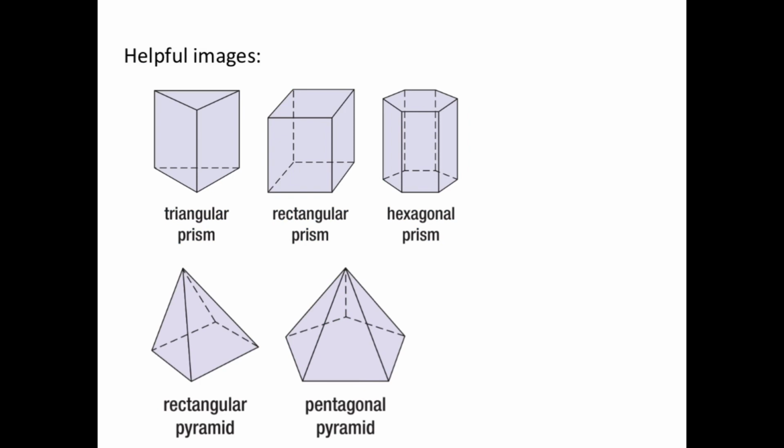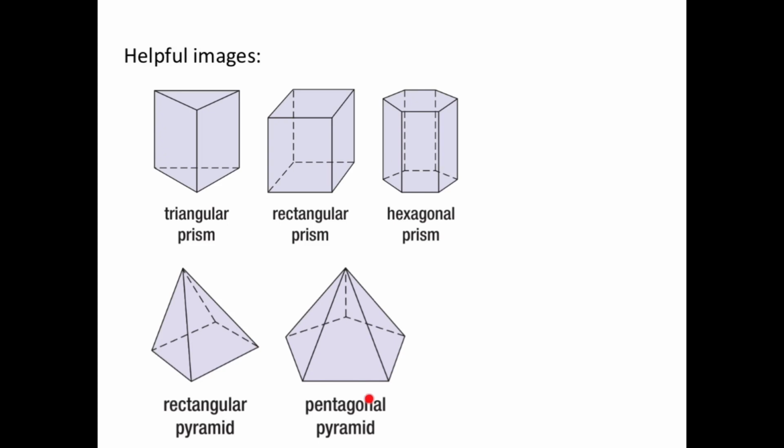These are just some helpful images, different types of prisms and pyramids, so that's what we're going to be looking at here. This has a triangle base, so this is called a triangular prism. This has a rectangle base, this is called a rectangular prism. This shape has a hexagon on the bottom and the top, and again, these prisms have the same shape at the top and the bottom. So the top and bottom are hexagons, so it's called a hexagonal prism.